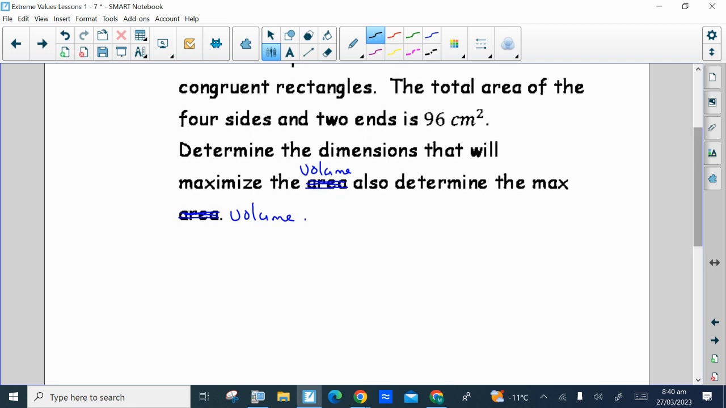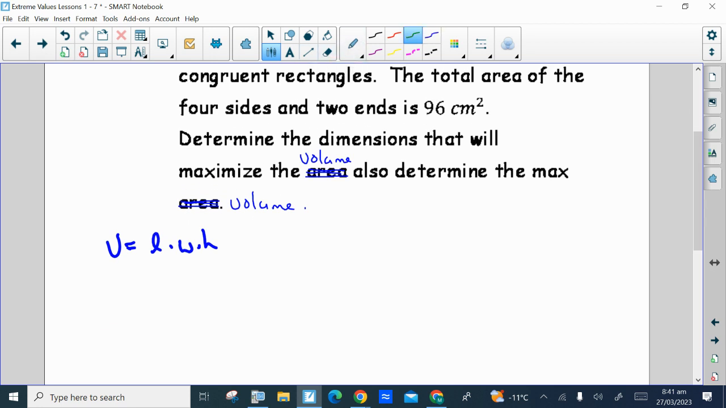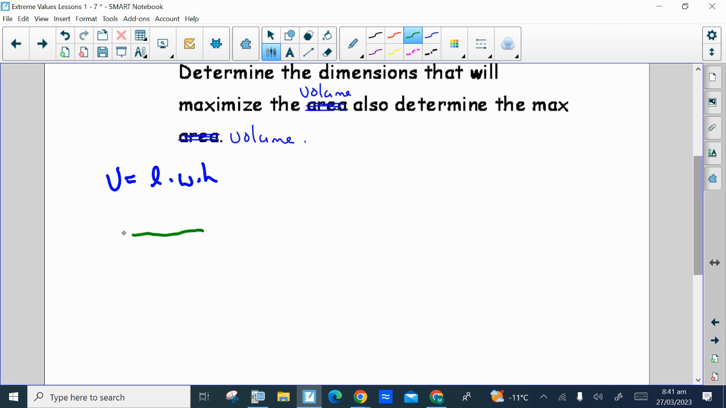So the volume of a box is length times width times height. But again, we need to have this in terms of only one variable. But we do know that the ends are square. So if we draw a picture of this, when we say the ends, it means the tops and the bottom. And we saw one similar to this on Friday.